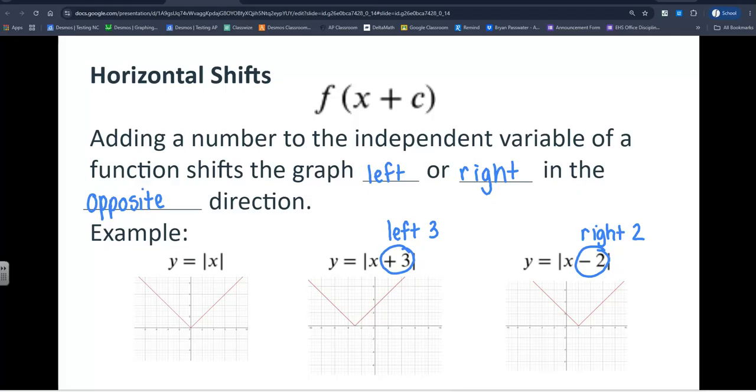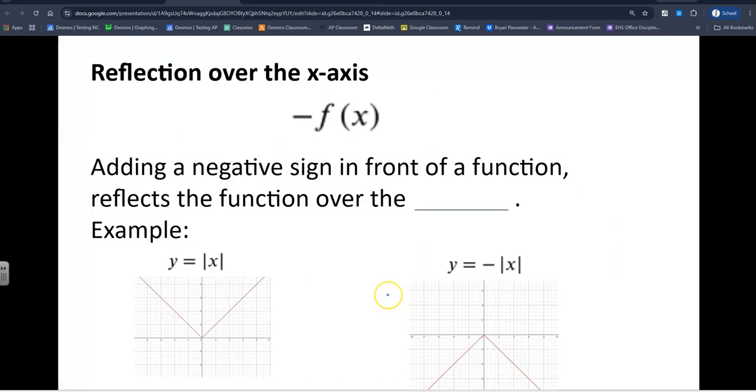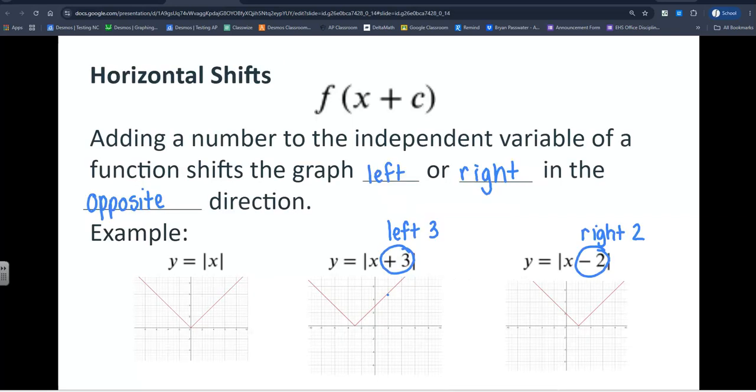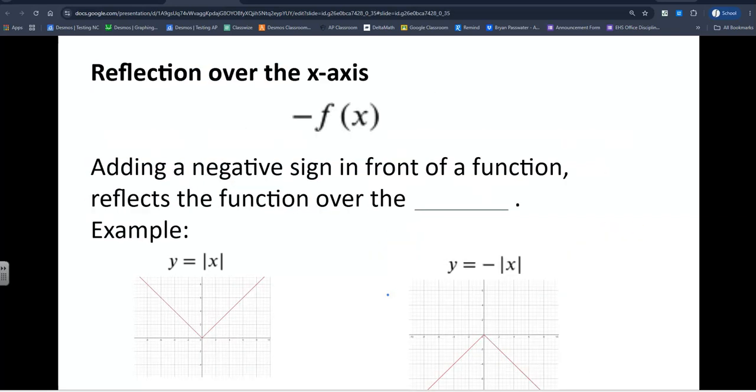Okay, and we can do a combination of these things. Oh, wait, I don't have a combination yet. I got one more thing we're going to talk about, and then we're going to pack up. Another thing that we have to know is that we can also flip the graph upside down. Turn our V into like an upside down V or an A without the line, okay? If you add a negative sign in front of the function, that reflects the function over the x-axis. So when we put a negative out here in front of that absolute value bar, it flips that graph upside down and makes it an upside down V.